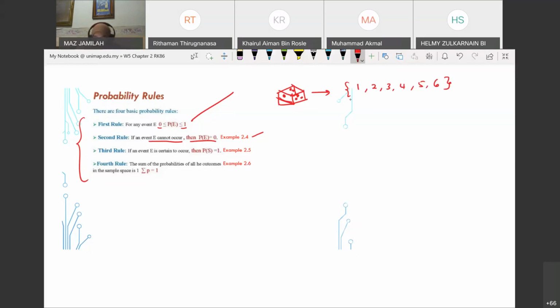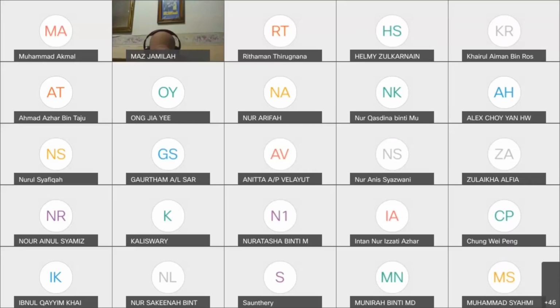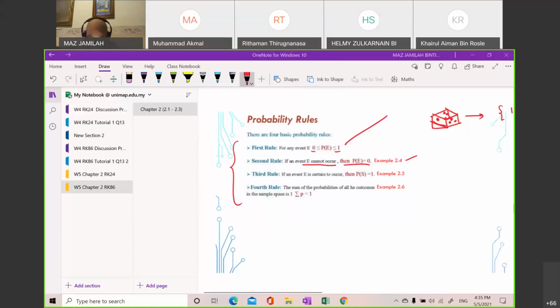Can someone mute, please? Muhammad Akmal. Who's on the line, please? Muhammad Fuad, where is Muhammad Fuad? Okay, thank you. Check share content again.